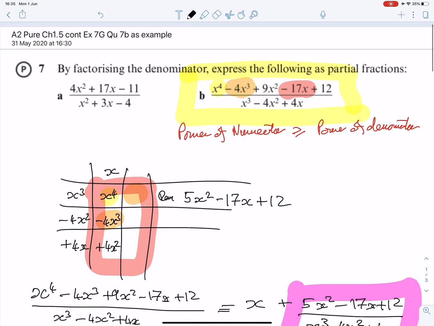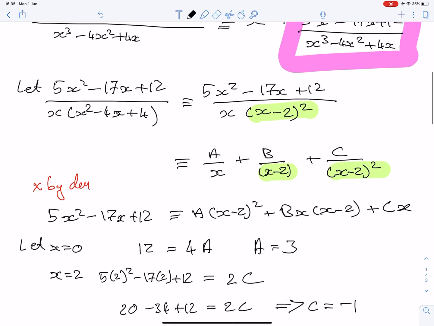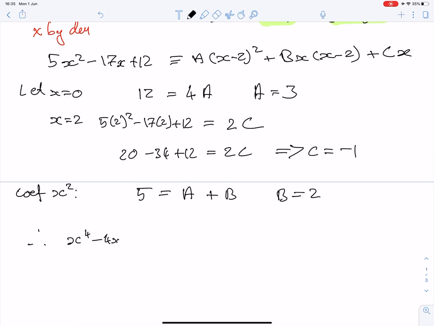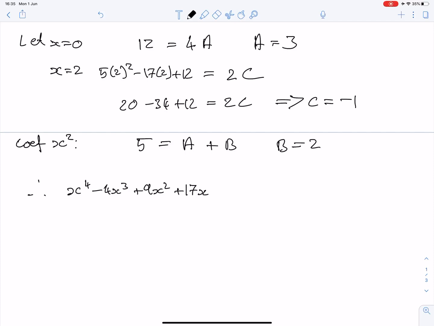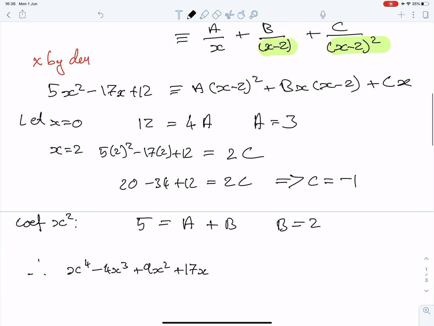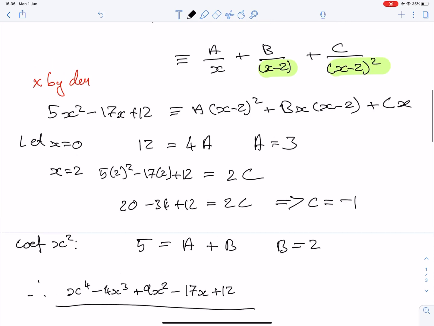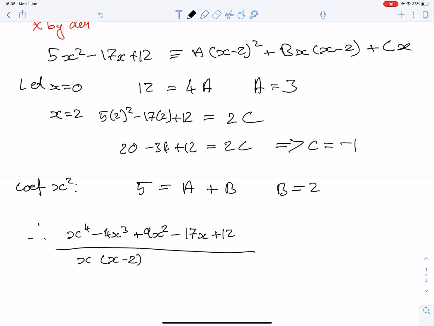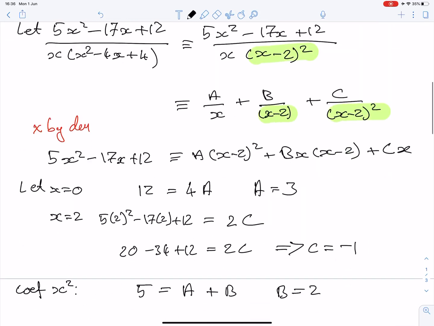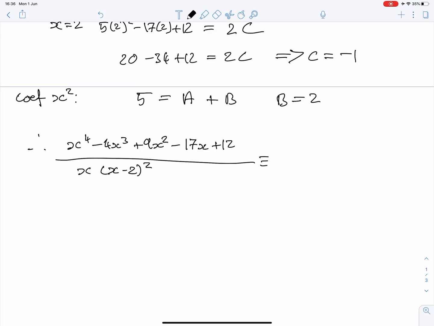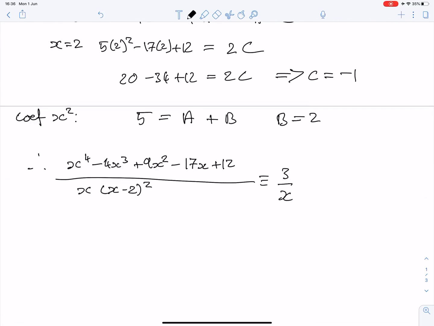Therefore, our final answer, which we should now write out: x to the 4 minus 4x cubed plus 9x squared minus 17x plus 12 over x times x minus 2 squared is equal to a, which was 3 over x, plus b, which was 2 over x minus 2, plus c, which was minus 1 over x minus 2 squared.